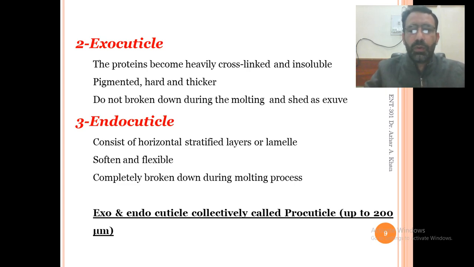So we can say that the exuviae we find during the molting or shedding process of the insect integument is actually the exocuticle part. Then endocuticle consists of horizontal stratified layers, which are also known as lamellae, and it is softer as compared to exocuticle and flexible, and completely breaks down during the molting process. So the exo- and endocuticle collectively are called procuticle, and it is up to 200 micrometers.